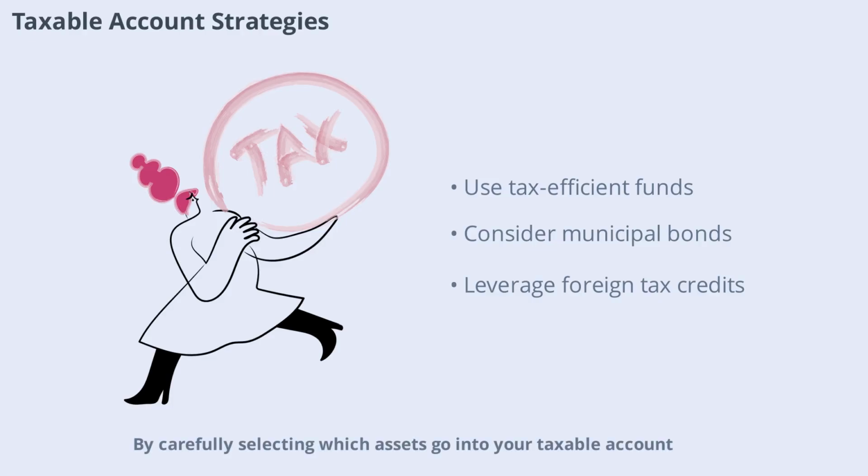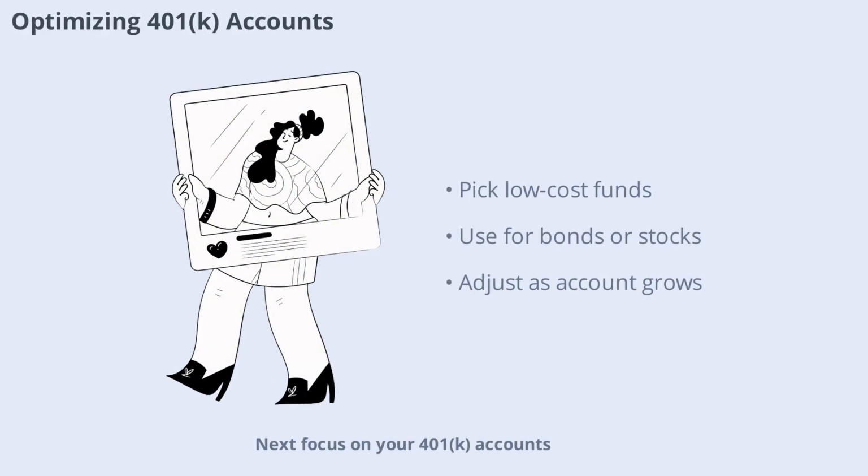By carefully selecting which assets go into your taxable account, you can minimize your tax bill and keep more of your investment returns. Next, focus on your 401k accounts. These are typically your largest tax-advantaged accounts and may have limited investment options. Choose the best available funds, usually those with the lowest expense ratios, such as an S&P 500 index fund.